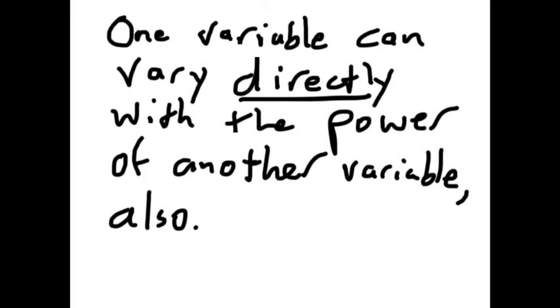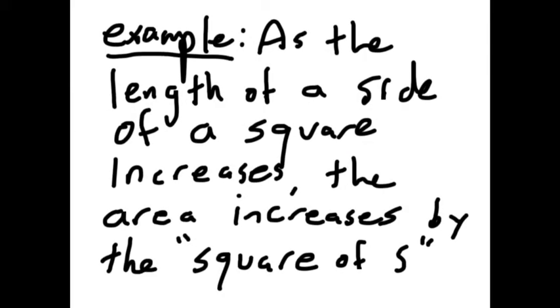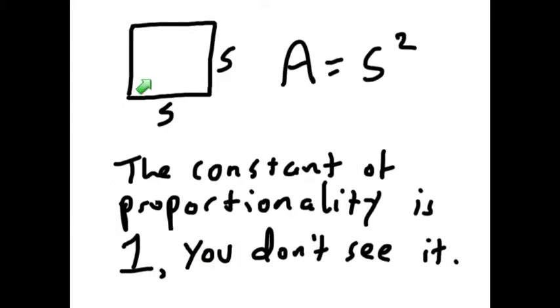One variable can vary directly with the power of another variable also. And when we say power, we mean like squared or cubed or to the fourth power. Here's an example. As the length of the side of a square increases, the area increases by the square of s. And square, as you know, is raised to the second power. So here's a square where the side length is s, the square is about this big, and we would calculate the area by the equation s squared.